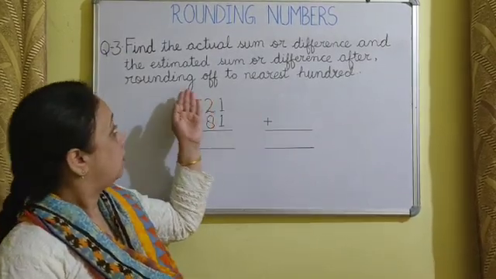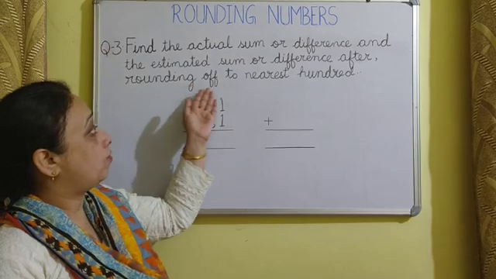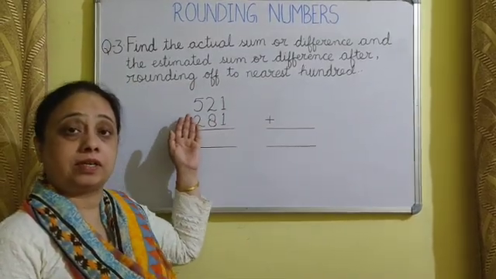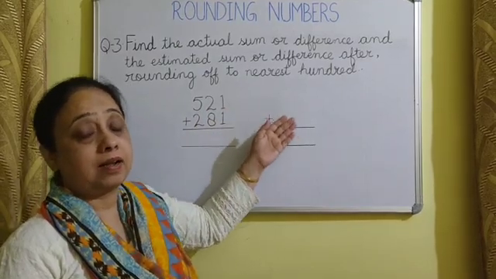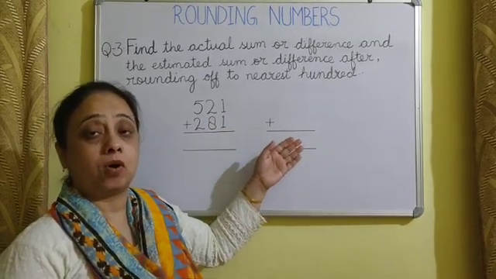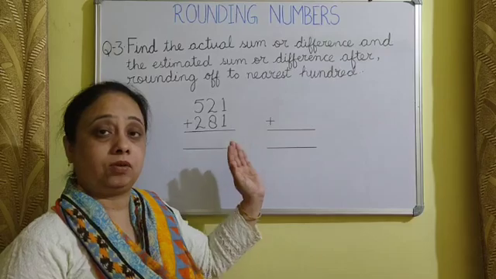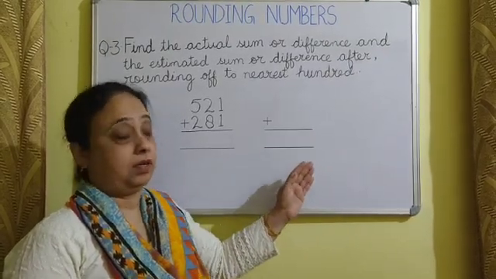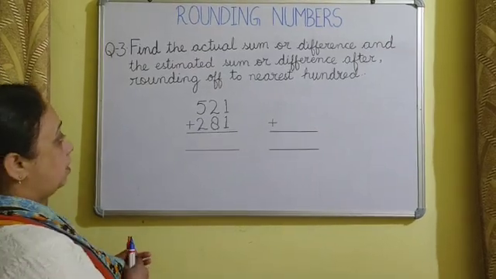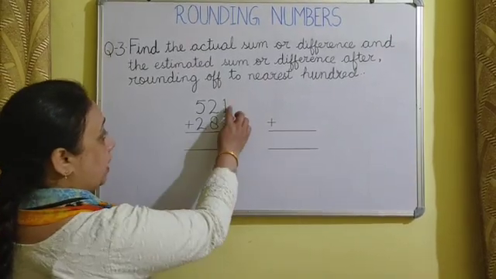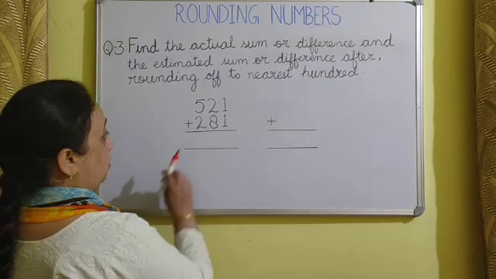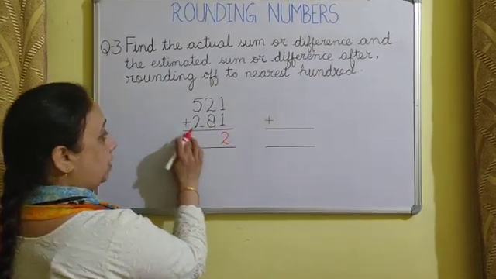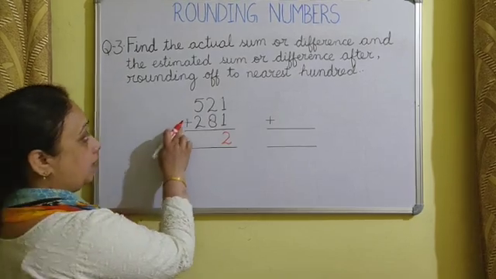Then you will round off to the nearest 100. You have to round off these numbers to the nearest 100 and then find the estimated sum or difference. That is, either you have to add or subtract after rounding off. So the numbers here are 521 and 281. 1 plus 1 is 2. Since we have the sign of addition, we are adding them.